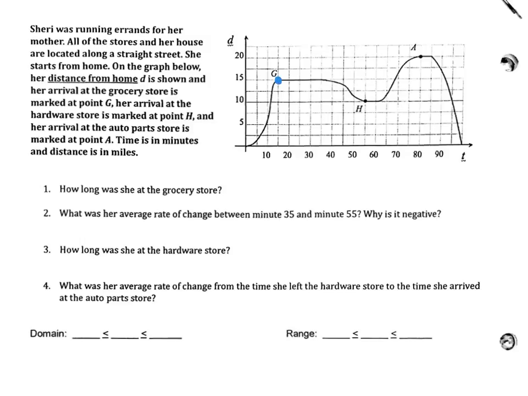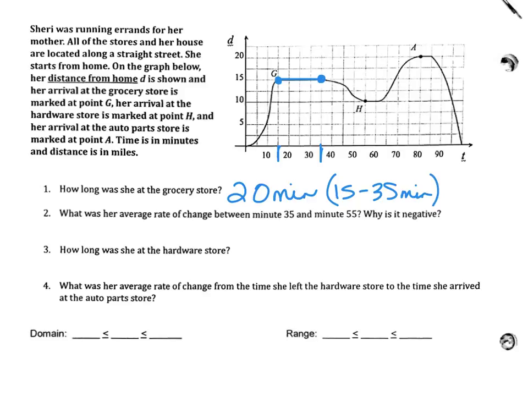Let's see, she starts at the grocery store here. That's obviously what the G represents. And then notice that this whole time that her distance stays the same, she's going to be at the grocery store because she's not getting any closer to her house or further away. So that is from 15 minutes until 35 minutes. So we're going to say that she was at the grocery store for 20 minutes total. If you want to take notes, 15 to 35 minutes was the time frame.